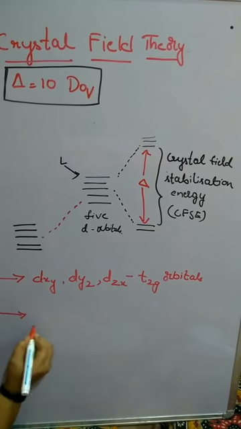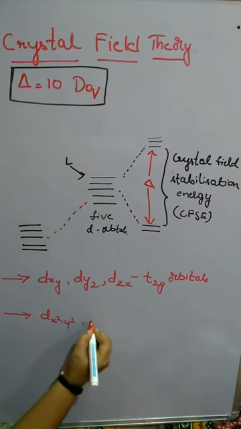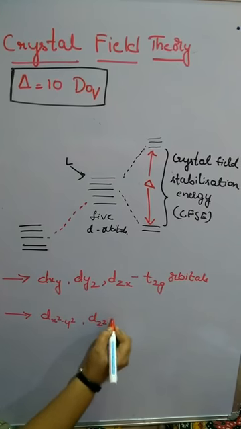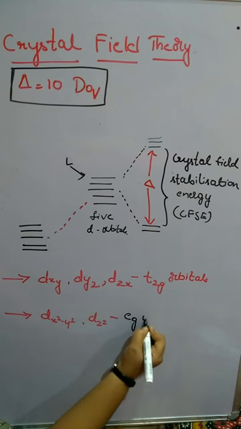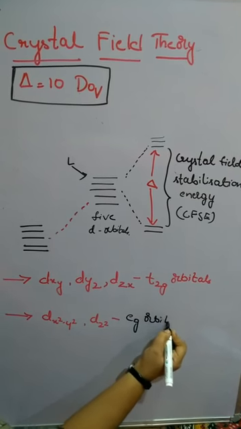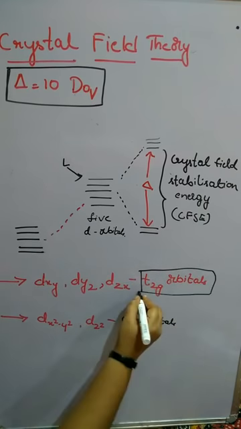And one more we have, that is dx square minus y square and dz square. They are called the EG set or EG orbitals. So you should remember, it is very, very important.